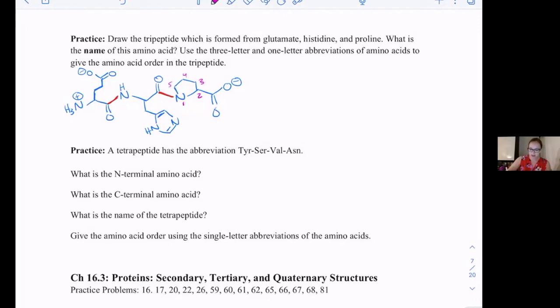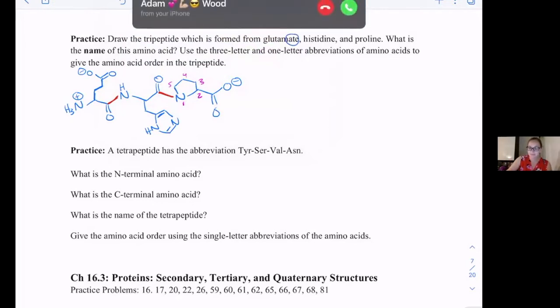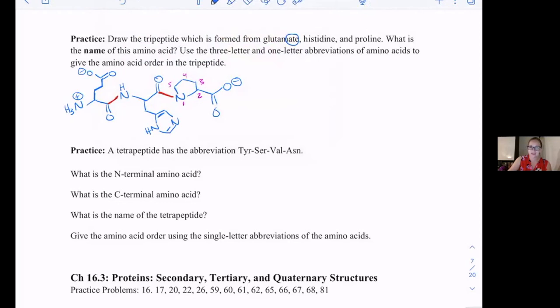And the last things are to name this peptide. So for the full name, remember we get rid of the ending. In this case, you see how there's ATE. So replace ATE with your YL. So that's the ending that you'll do. So we'll have glutamyl histidyl proline.